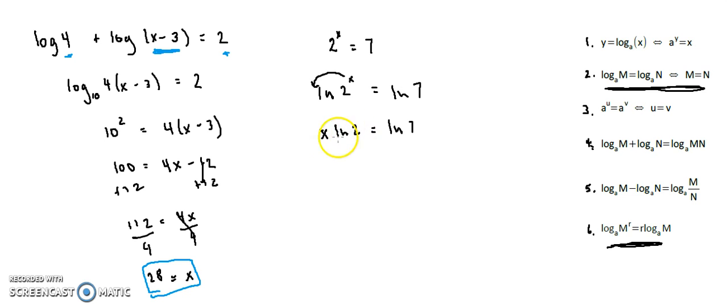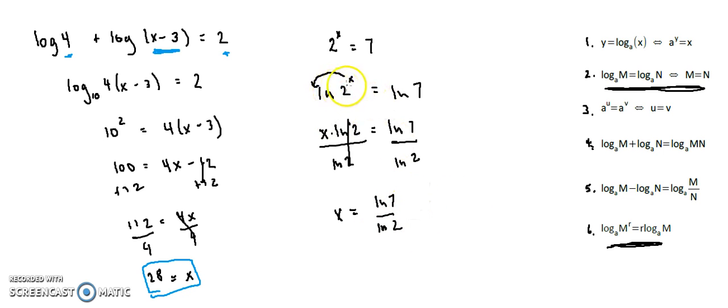And now ln 2 and ln 7 are just numbers. All we have to do is get x by itself. So we divide by natural log of 2 here. We divide by natural log of 2 here. And we get that x is equal to natural log of 7 over natural log of 2.